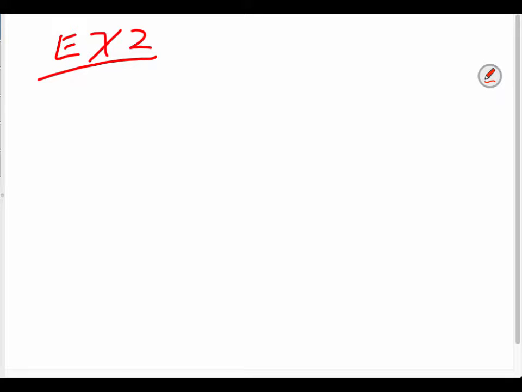Example number 2 wants us to do a little bit more of the same. We're going to find the solution to negative 27 plus 6y is equal to 3 times the quantity y minus 3.